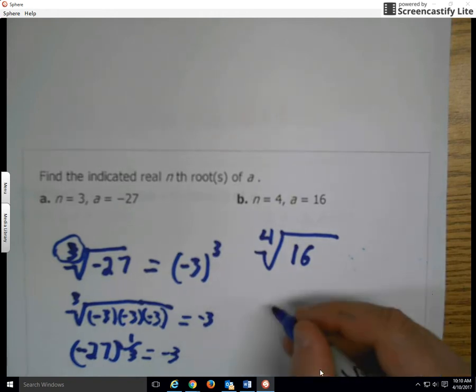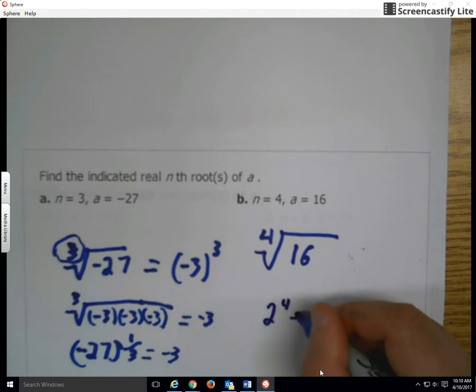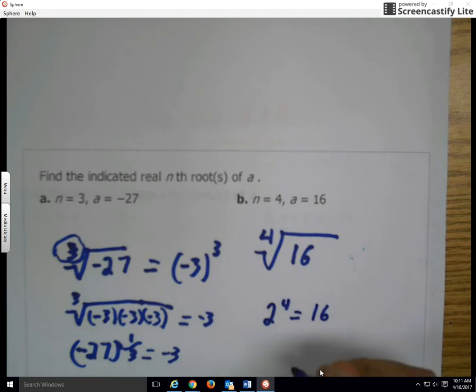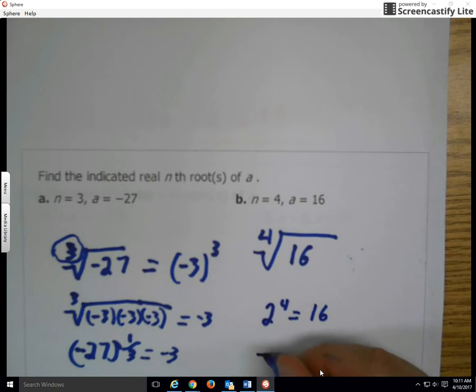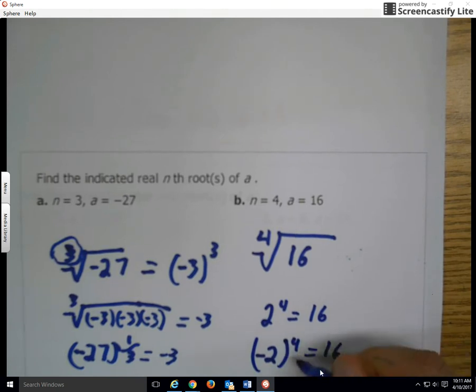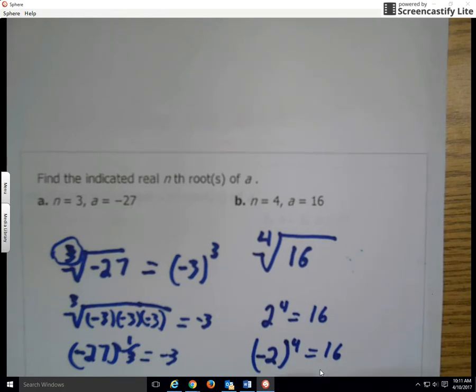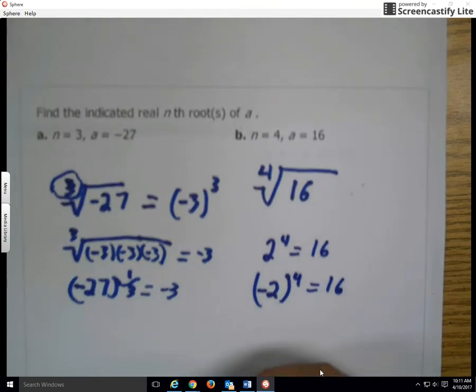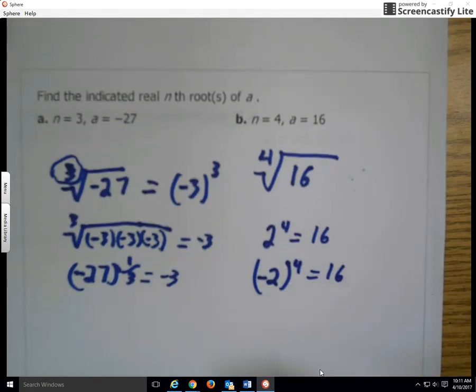So what would that be? Well, 2 to the fourth power equals 16 if we were to go forward. So going in reverse, actually, I must say a negative 2 to the fourth power also equals 16. Because a negative times a negative is a positive, times a negative is a negative, times a negative is a positive, right? We're to multiply that out. So these are both true.